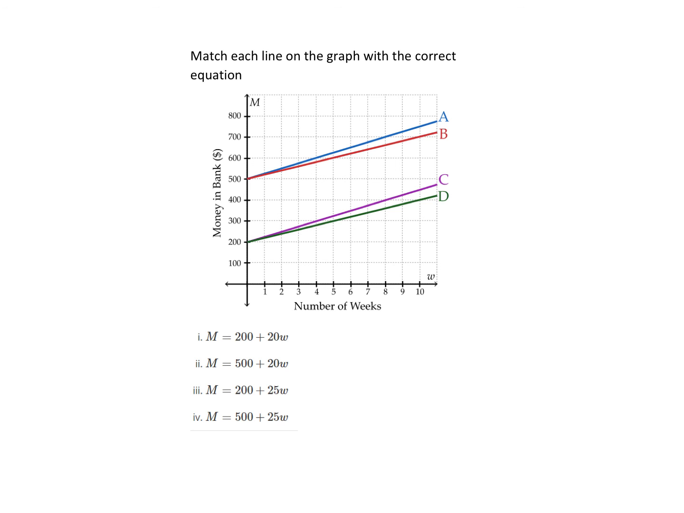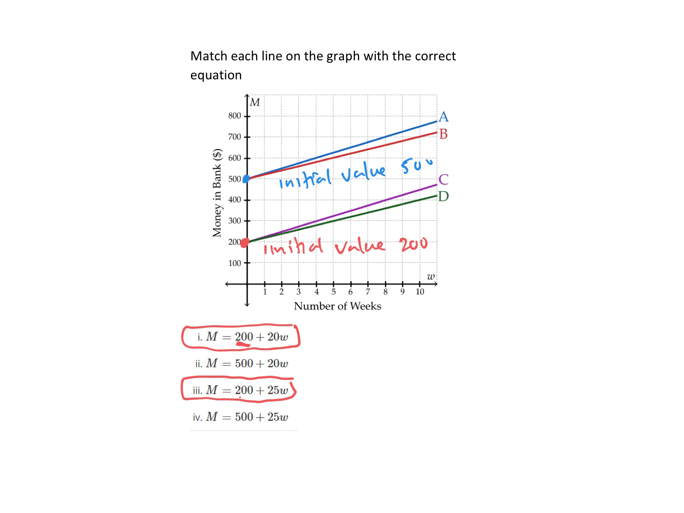In this question, we want to match the line with the correct equation. So we could start by looking at the initial value. We have two of them that have an initial value of 200. And two of them have an initial value of 500. Okay, so this one has an initial value of 200, and so does this one. Okay, it says right here 200. So these are C and D.